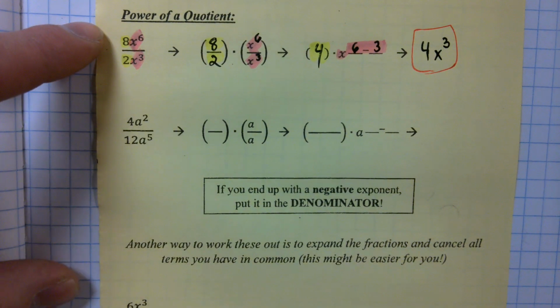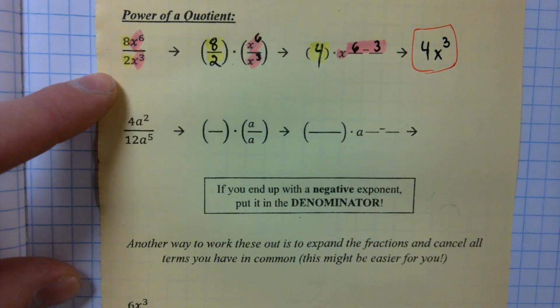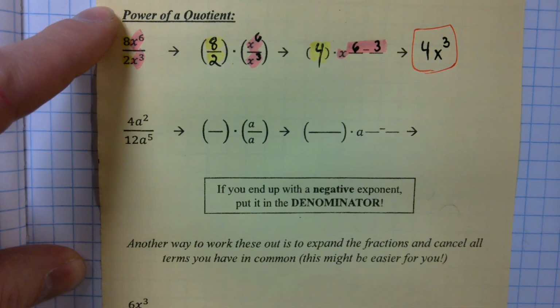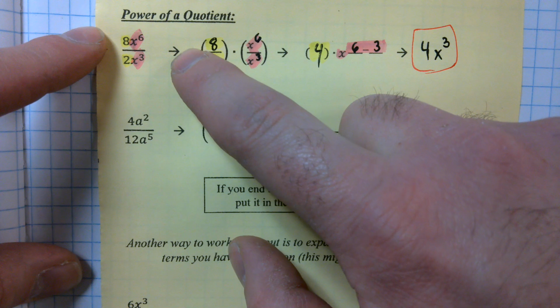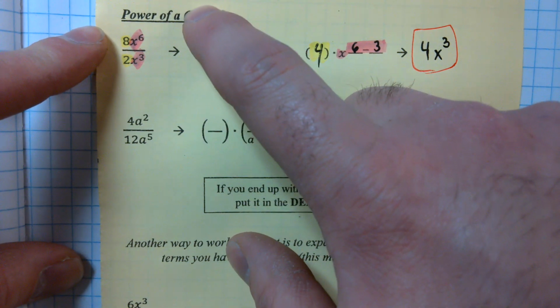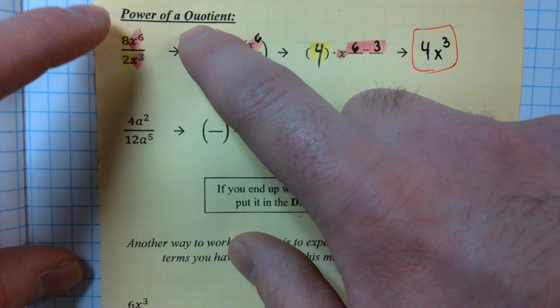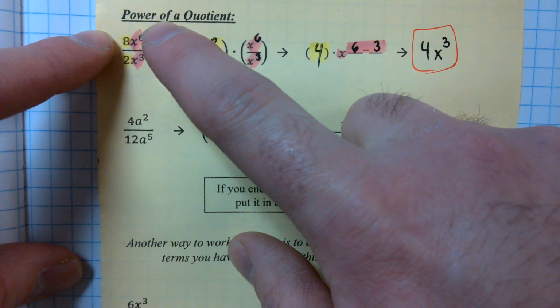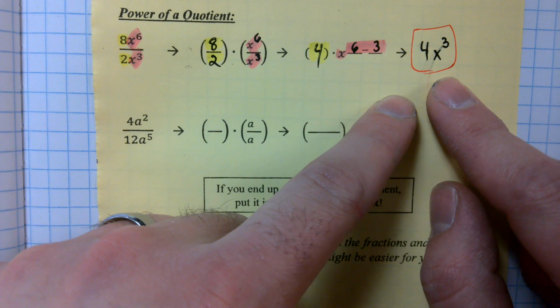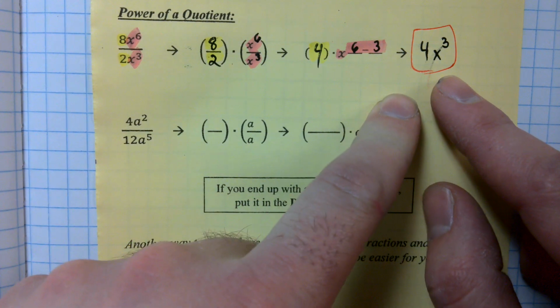Now, notice the top versus the bottom. Which side has the bigger coefficient, the top or the bottom? The top has the bigger coefficient. For my powers, which side has the bigger power, the top or the bottom? The top. So because the top had a bigger coefficient and a bigger power, we ended up with no fraction at all. You guys see that?